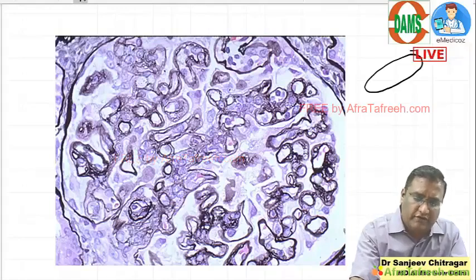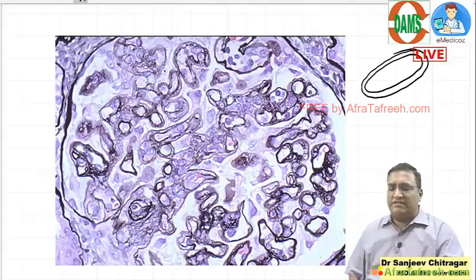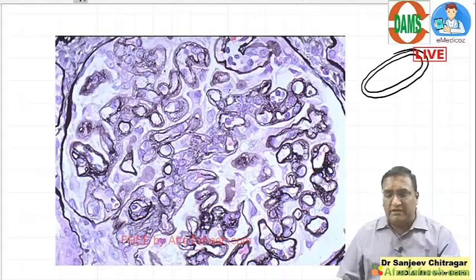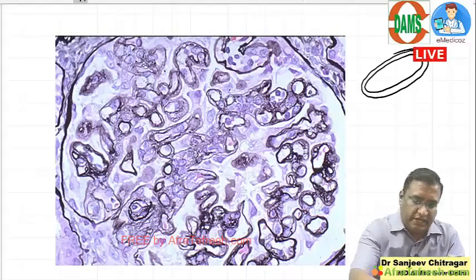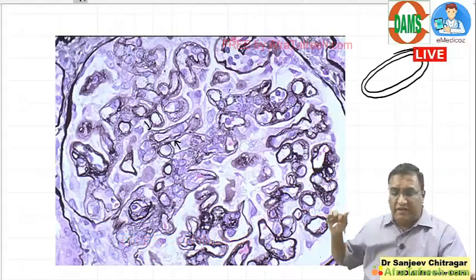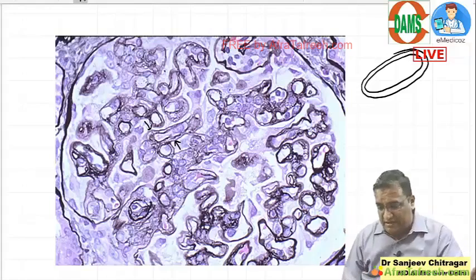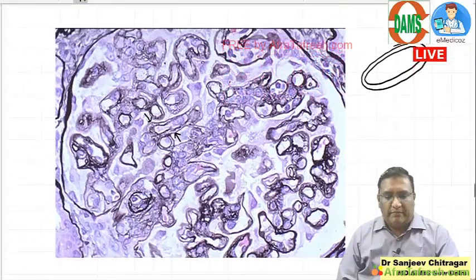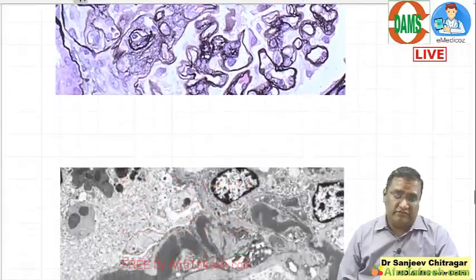Normally you should have only one basement membrane. You are having double basement membrane like this. So this is what a tram track appearance is. So double basement membrane will be seen, tram track appearance. You can see here double basement membrane. You can see here double basement membrane. So everywhere, instead of one line, there are two lines seen, tram track appearance. Yes. So tram track seen in MPGN, both type 1 as well as type 2.